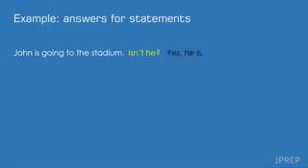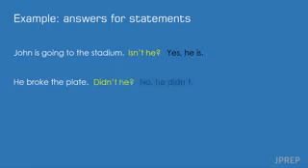Let's look at a few examples of how to respond to question tags. In the first example, we have a positive statement that reads, "John is going to the stadium." And so we have a negative question tag as, "Isn't he?" The response that could come could be yes, he is, or no, he isn't. In the second example, we have, "He broke the plate," which is a positive statement. Our question tag that follows is, "Didn't he?" Also, we could respond with either "No, he didn't," or "Yes, he did."